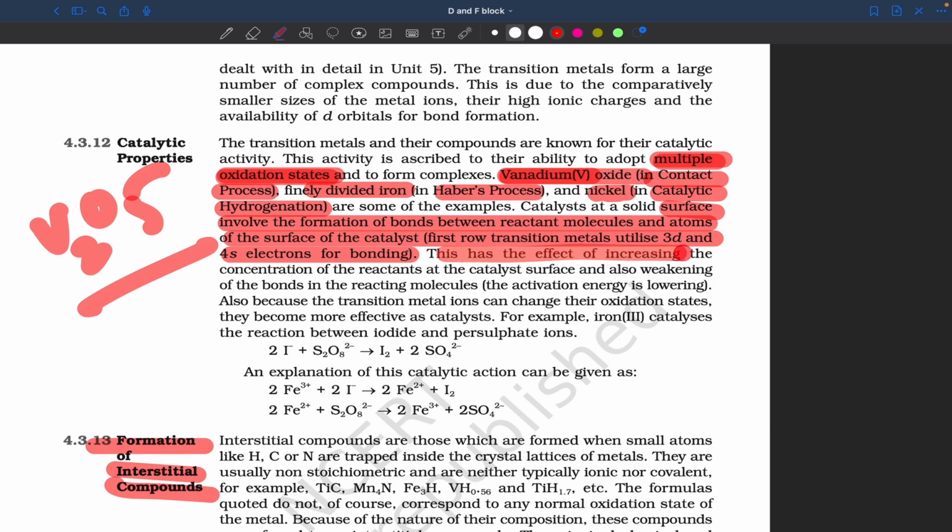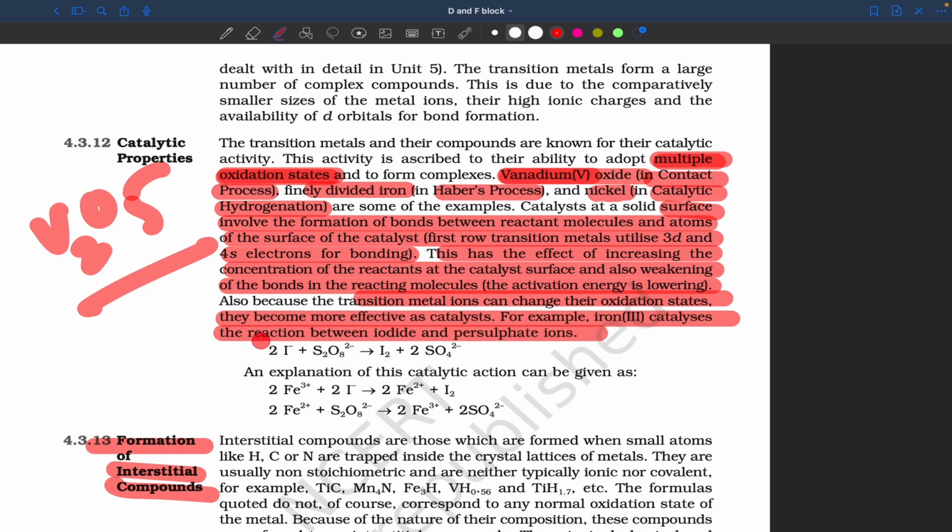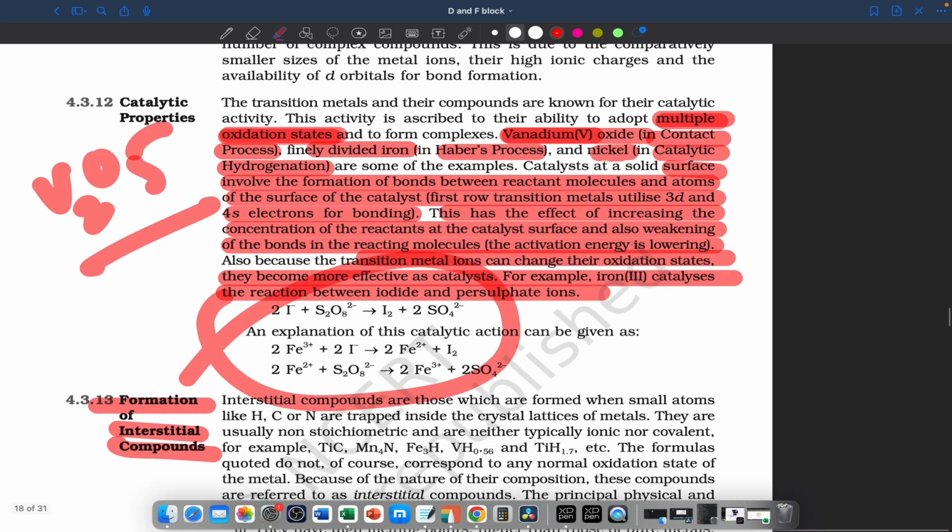So this has the effect of increasing the concentration of the reactants at the catalyst surface, and also weakening of the bonds in reacting molecules, lowering the activation energy. Also, because transition metal ions can change their oxidation states, they become more effective catalysts. For example, an iron +3 catalyst is used for this reaction. So these are the examples given here.